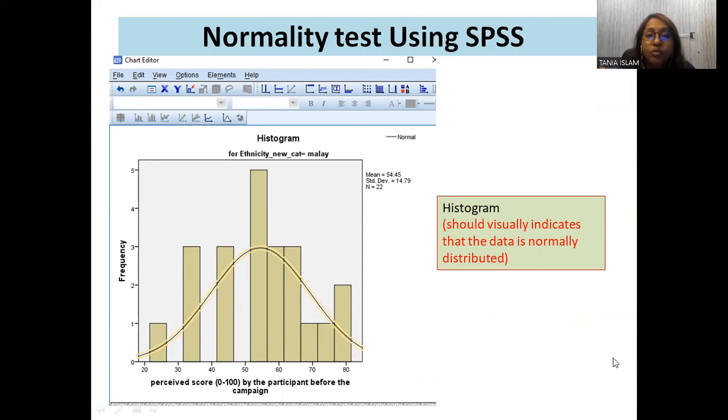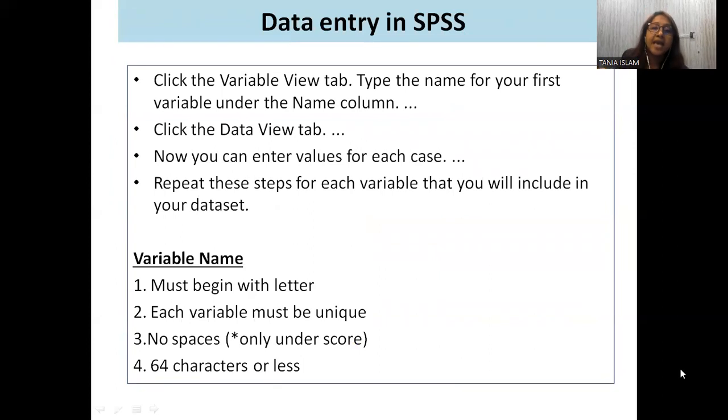Okay, so for your workshop tomorrow, I'm going to show you how you are going to run the normality test. And the last part of my talk is the data entry in SPSS. If you see how to enter individually, then it will be more clear.